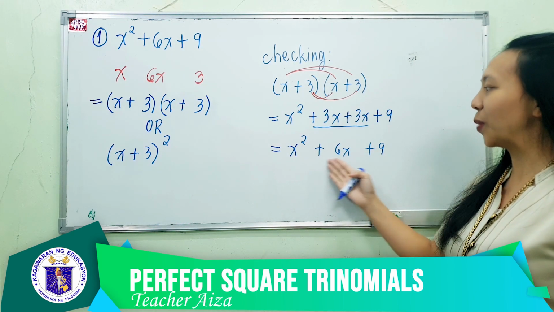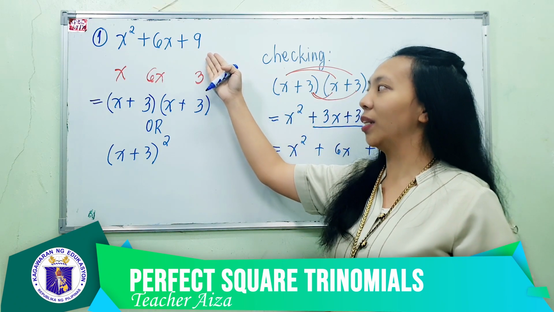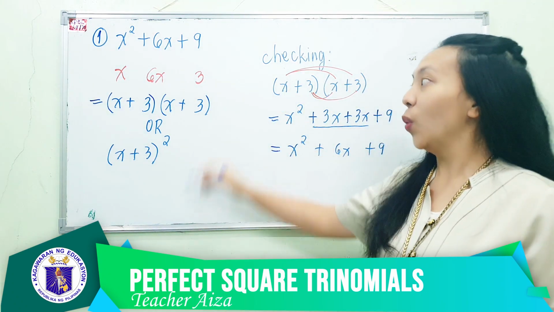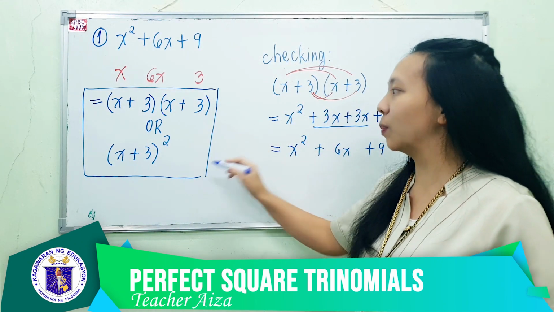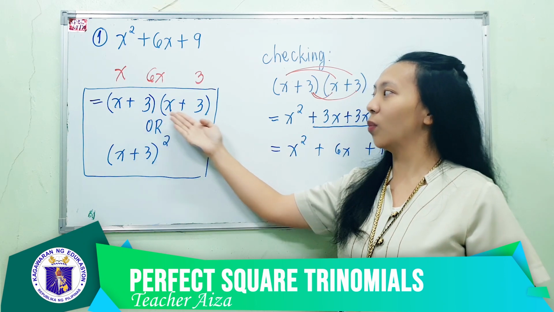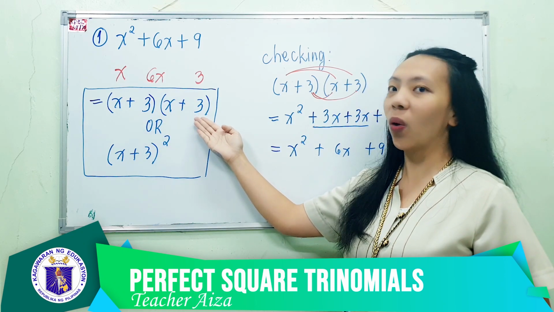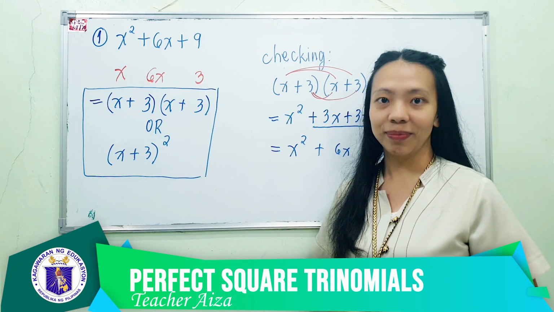Since the product we obtained in the checking is the same with the original polynomial, therefore, we obtain the correct factored form of x squared plus 6x plus 9, which is the quantity x plus 3 times the quantity x plus 3, or the quantity x plus 3 squared.